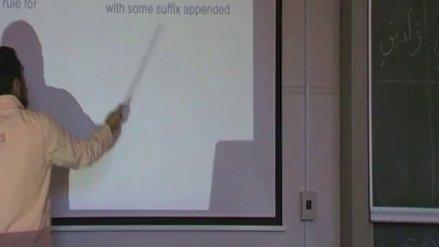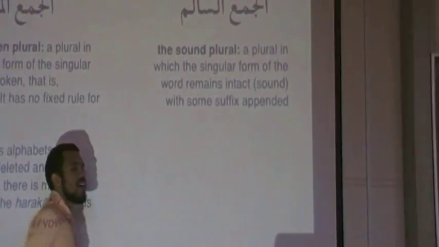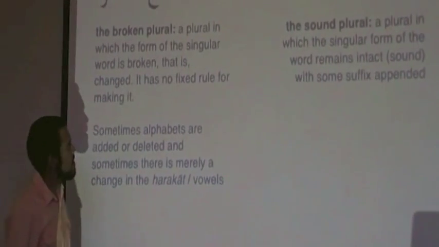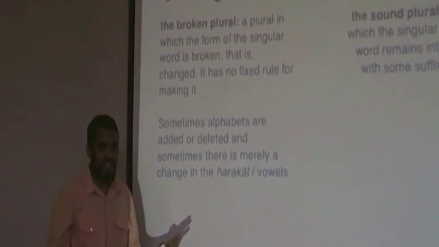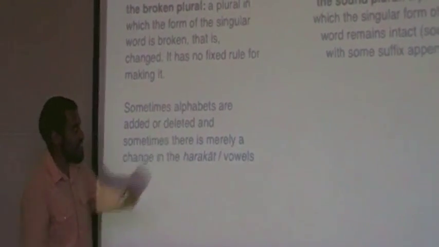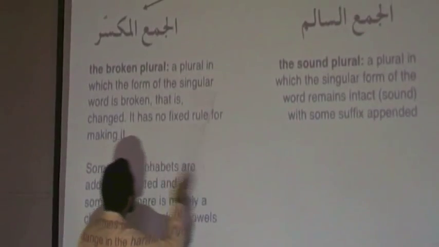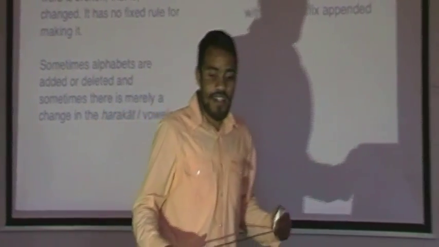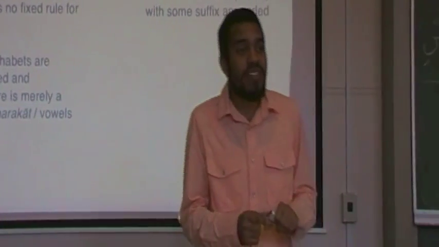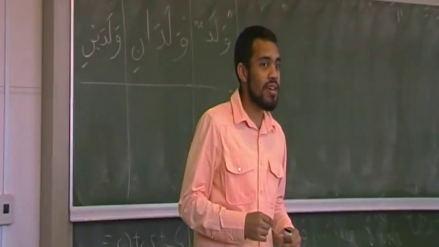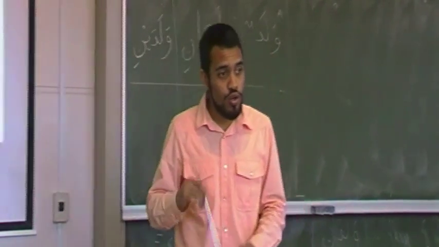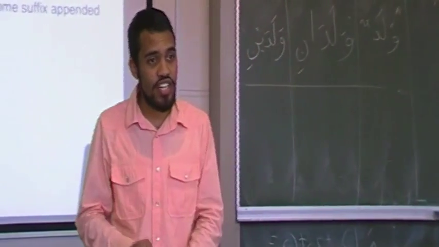So now, when the plural is sound, also called solid plural, the singular form of the word remains intact. Don't forget that. It is sound, it is solid. And jam' al-mukassar, the broken plural, is a plural in which the form of the singular word is broken. What does this mean? It means it's changed. And you've already seen an example. Rajulun, rajulani, and the plural is rijalun.